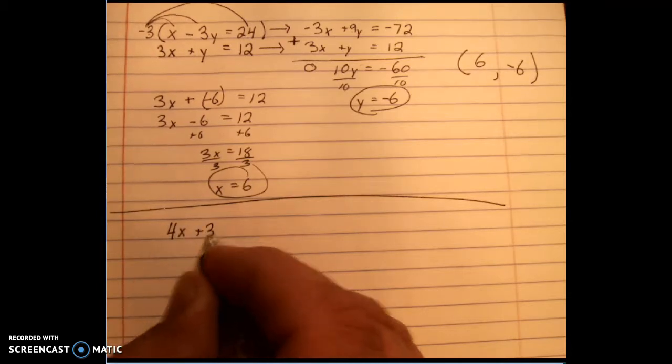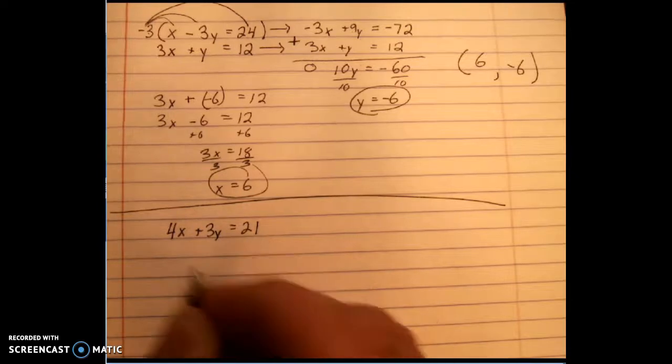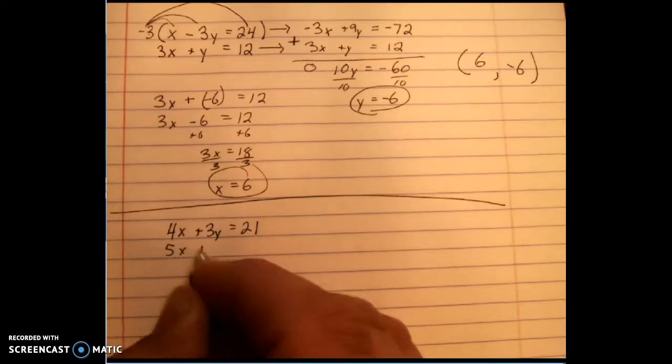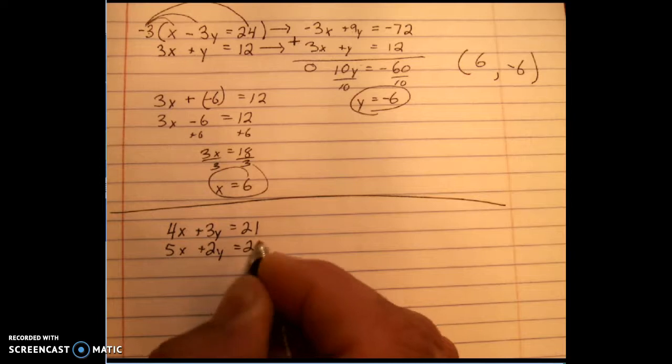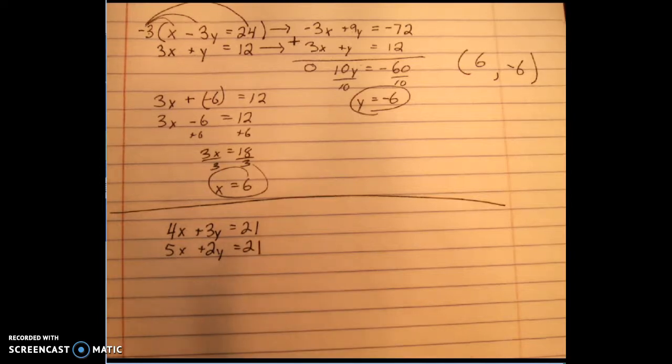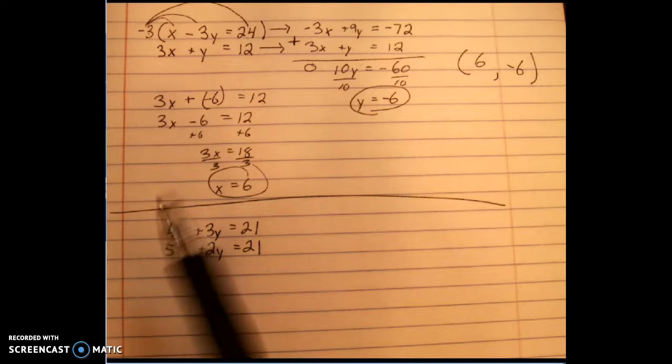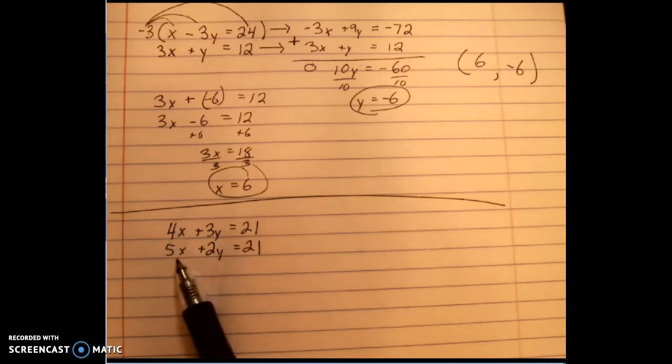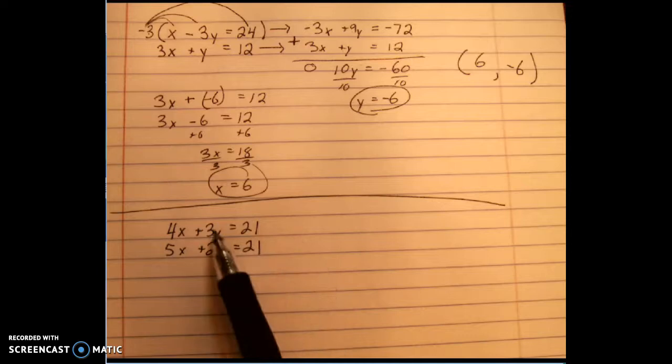4x plus 3y equals 21. 5x plus 2y equals 21. Actually, I'll get you started at the first step of this one. This is like fractions if you think of these as denominators in lowest common denominator. So one way, you look, what should I make? Well, for x's, what's the smallest number that 4 and 5 would have in common? The answer is 20. For y's, the answer is 6.